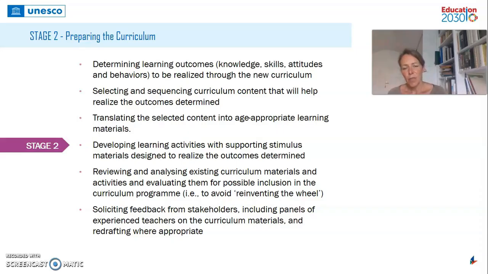These are a couple of tasks that are involved in that stage: determining learning outcomes, selecting and sequencing the learning content, translating selected learning content into age-appropriate learning materials, developing learning activities around it, and determining the pedagogies that should be used in presenting the learning content. And again, all of that should be done in a team and very much in consultation with the different stakeholders.